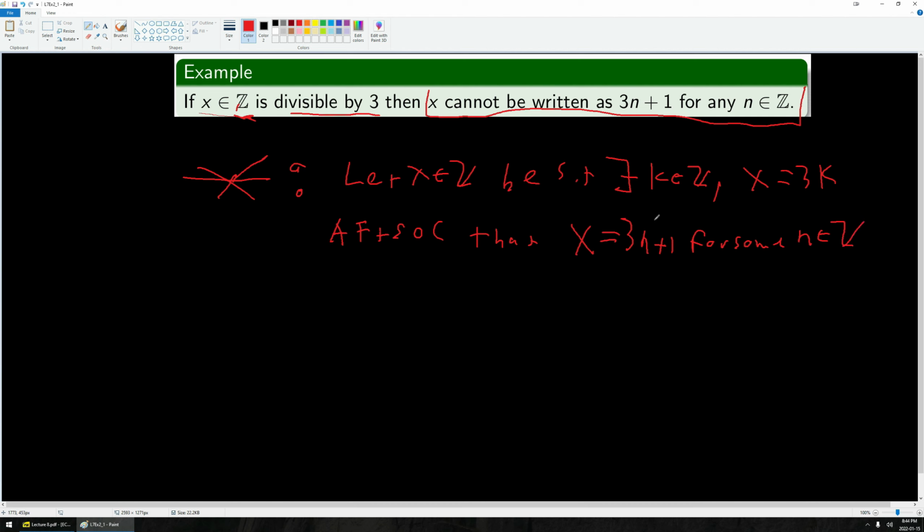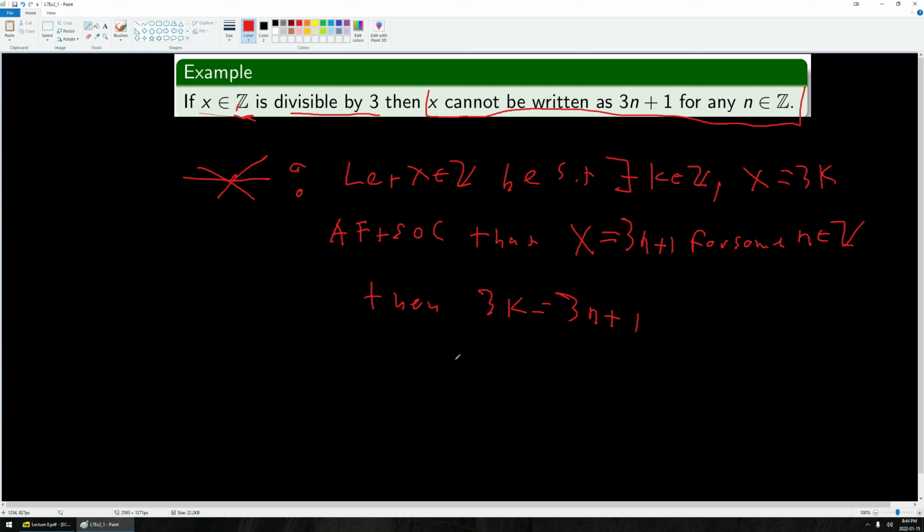Okay, so my goal is to get a contradiction. Well, here, since I've switched all of my does-not-exist type things into existence theorems, I have concrete equations that I can work with, namely these two things here. So how do I go about doing this? Well, if this is true and this is true, then 3k has to equal 3n plus 1 for some integers n and k.